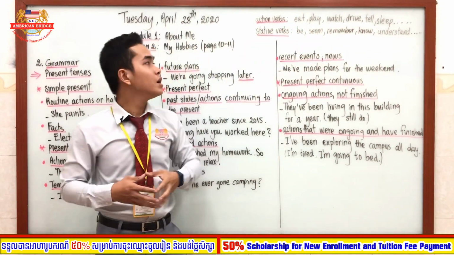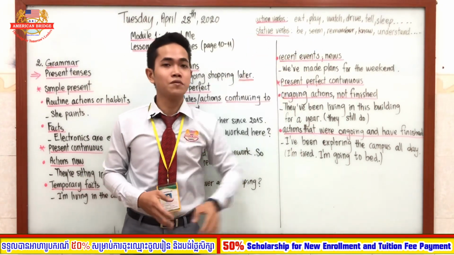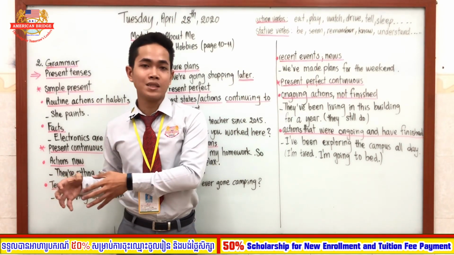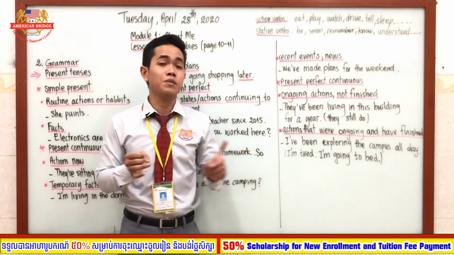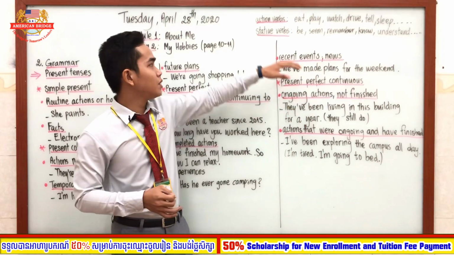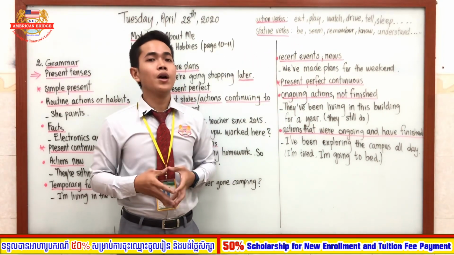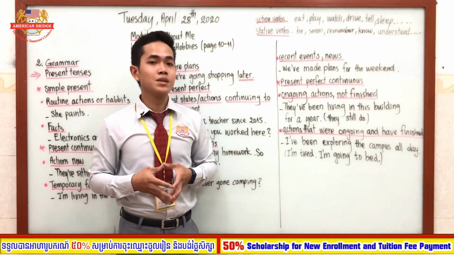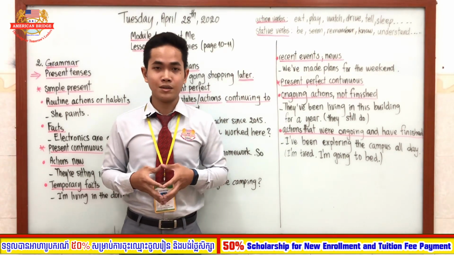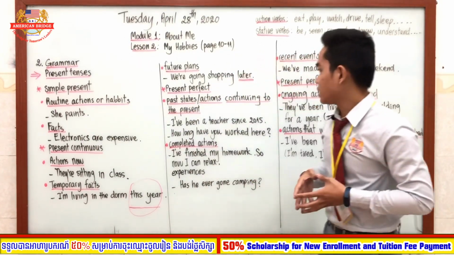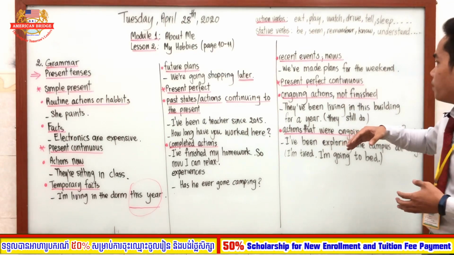And please remember, for the action verb, we can use it with the continuous tenses, like present continuous and present perfect continuous, right? But for the stative verb, you cannot use it with the continuous tense. You can use it only with the simple present or the present perfect simple. Okay? So let's move back to our explanation.